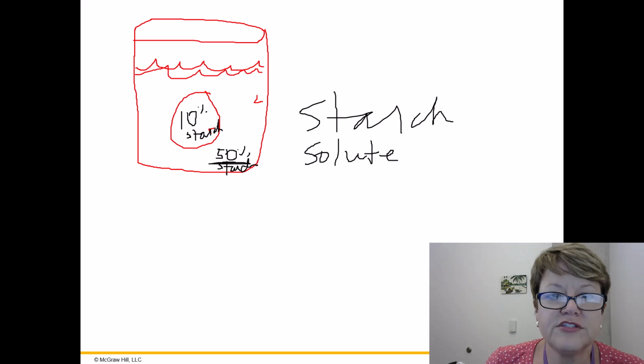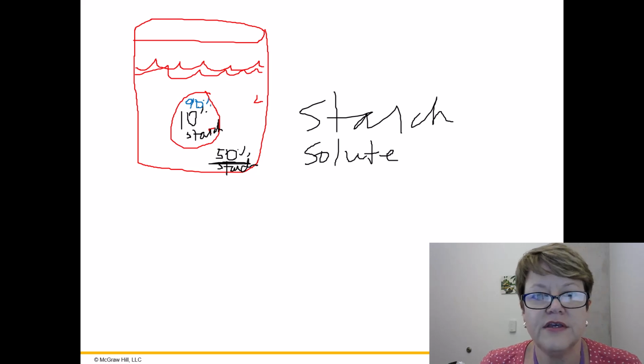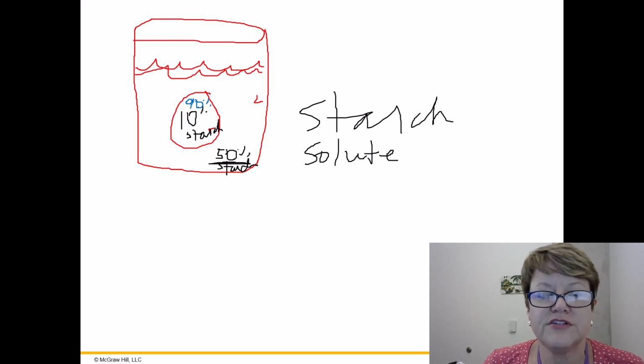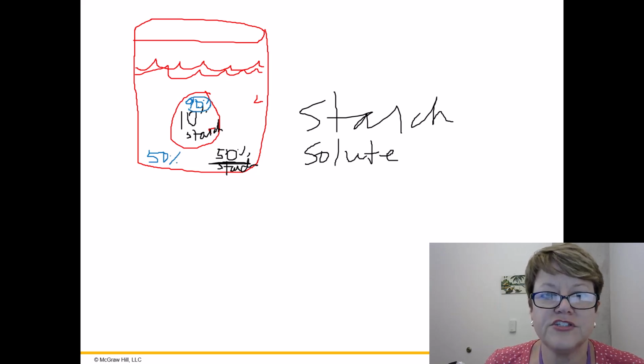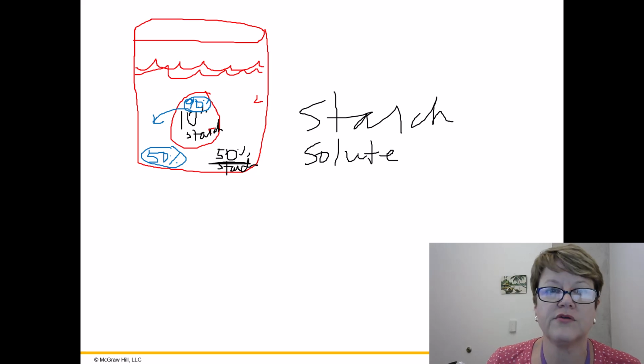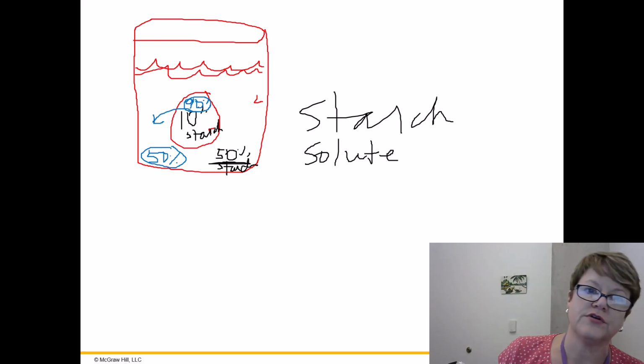So if there's 10% starch in this cell, doesn't that mean there's 90% water? At least that's what you can think of. I'll do that in blue. And if there's 50% starch in this beaker solution, then doesn't that mean there's 50% water? So wherever the number is higher, that's the higher concentration of water. 90% water is higher than 50%. So water will move from its area of higher concentration to its area of lower. So if we're only considering the movement of water, water will move from the inside of the cell outward.